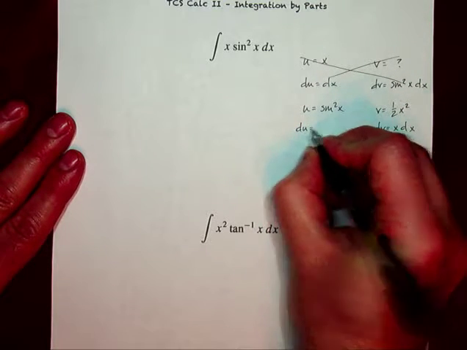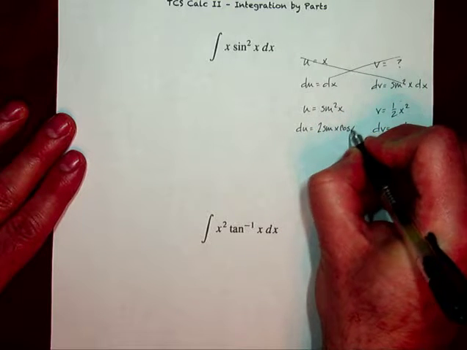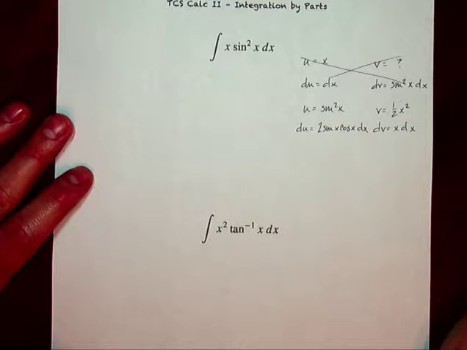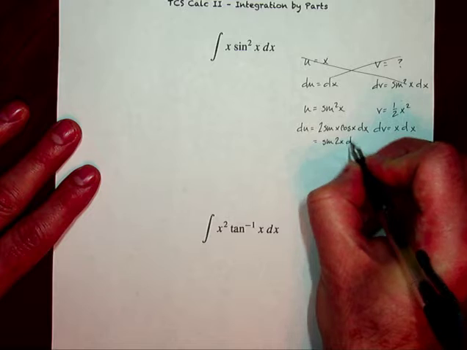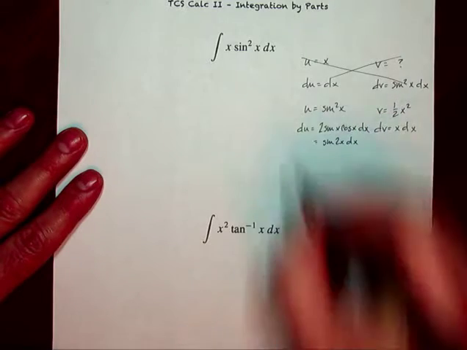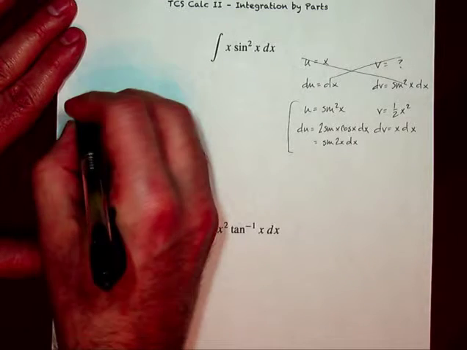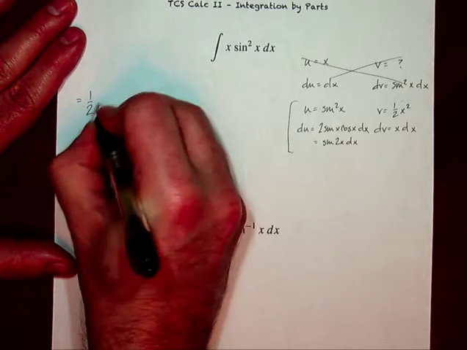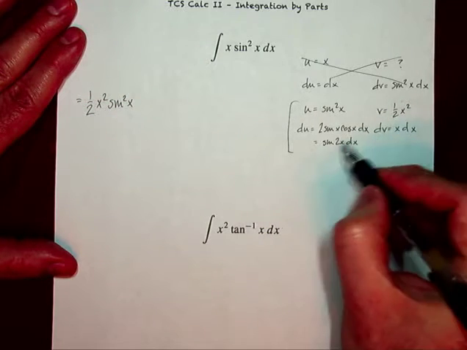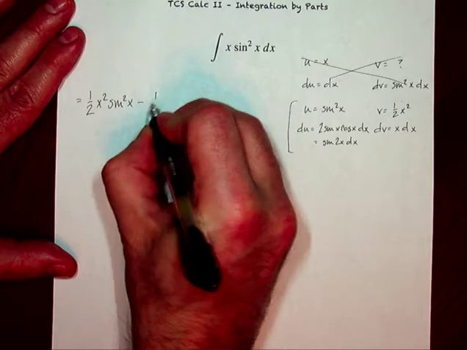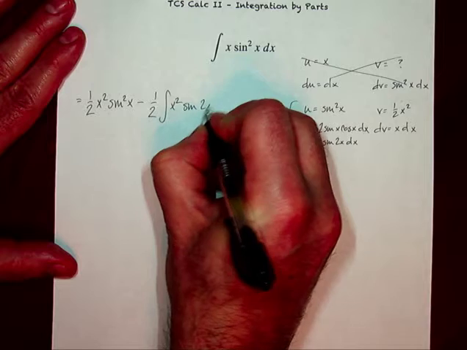Unfortunately, that isn't the case here, and this becomes 2 sine x cosine x dx, okay? Which, of course, is sine 2x dx. Now, you could go forward in this way, because that can become 1/2 x squared sine squared x, and when you multiply these two together, you're going to get 1/2 x squared sine 2x dx.